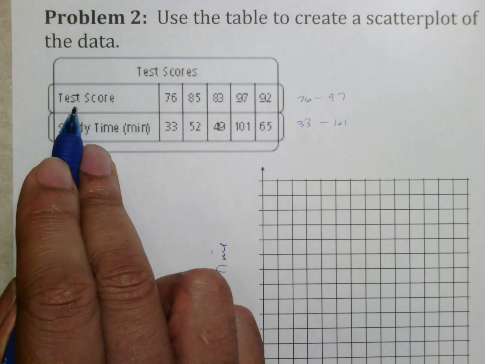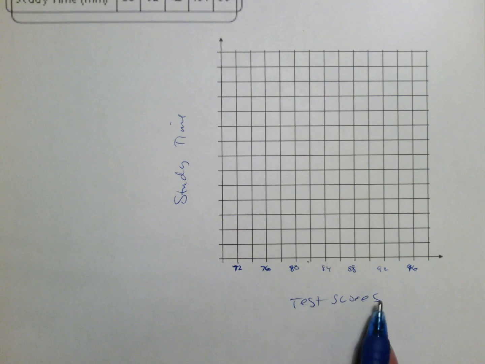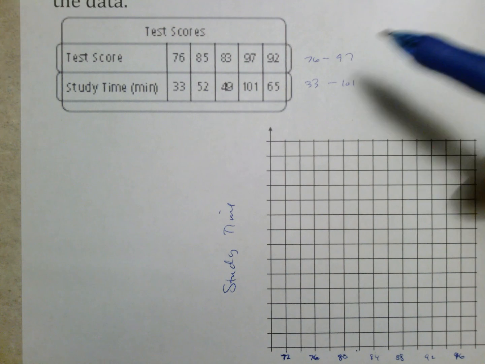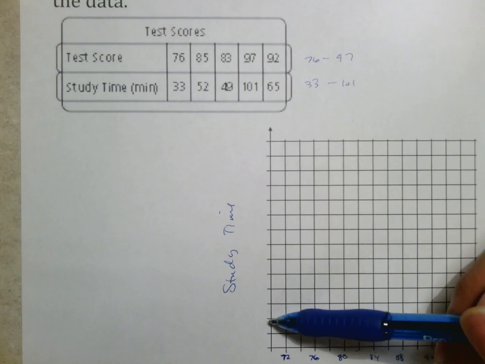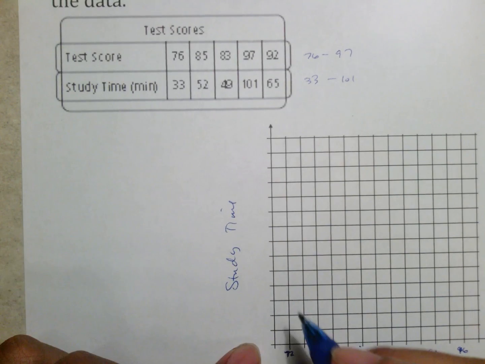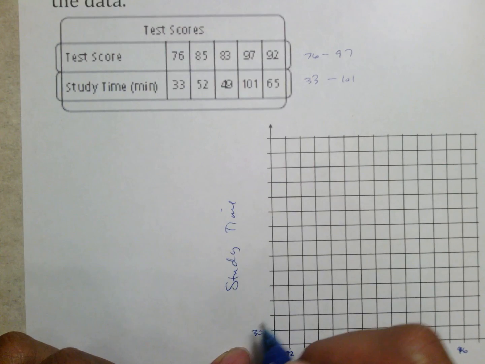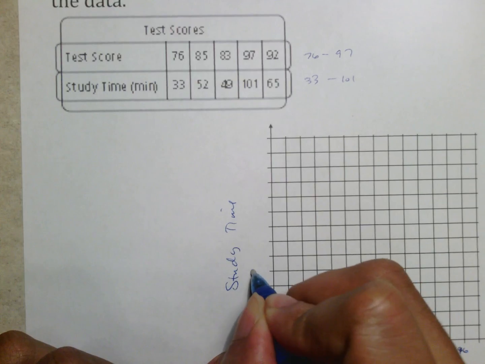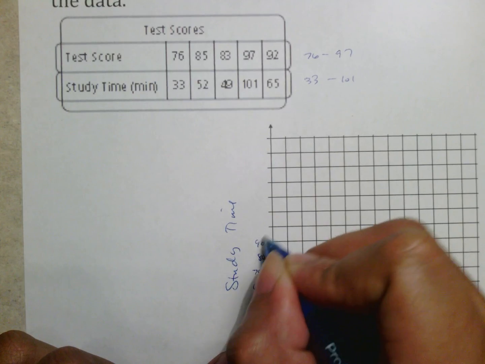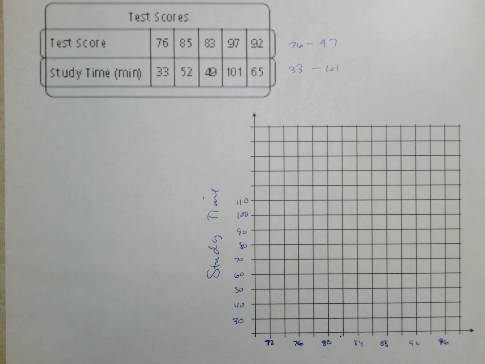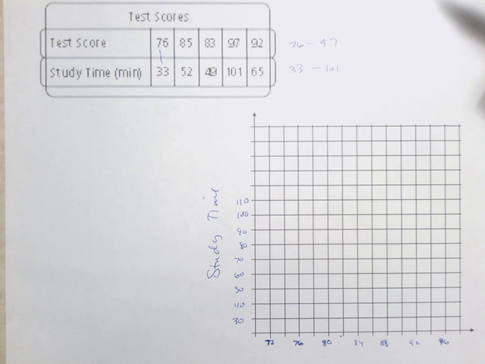Again, the first label always goes at the bottom. The second label always goes on the side. Now again, your side label goes from 33 to 101. Let's see, 30, 40, 50, 60, 70, 80, 90, 100. So again, we can kind of do it that way, where we just start at 30 and we count by 10. So 30, 40, 50, 60, 70, 80, 90, 100, 110. You don't need to go any further because 101 is as high as it goes. And again, all you have to do at that point is just label it.